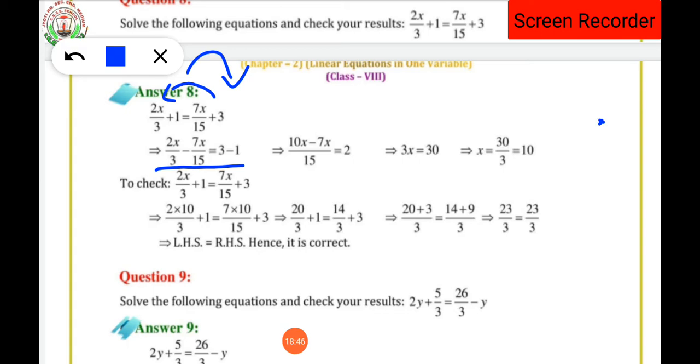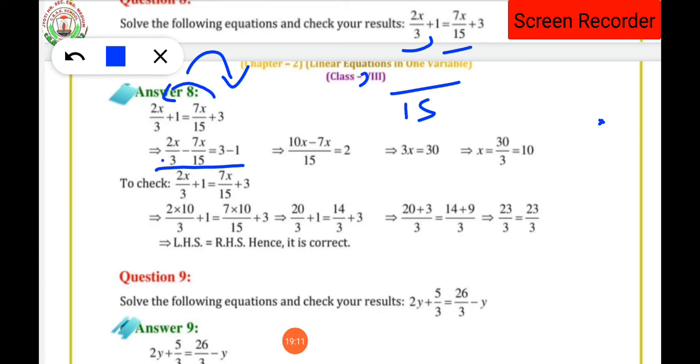Now after getting the equation, students, look here, the denominators are different. One is 3, another is 15. So for that what we have to do is, we have to take the LCM of 3 and 15. Since they are unlike terms, we are going to take the LCM 15. So 15 comes in the table of 3 how many times? That comes in the table of 3, 5 times.